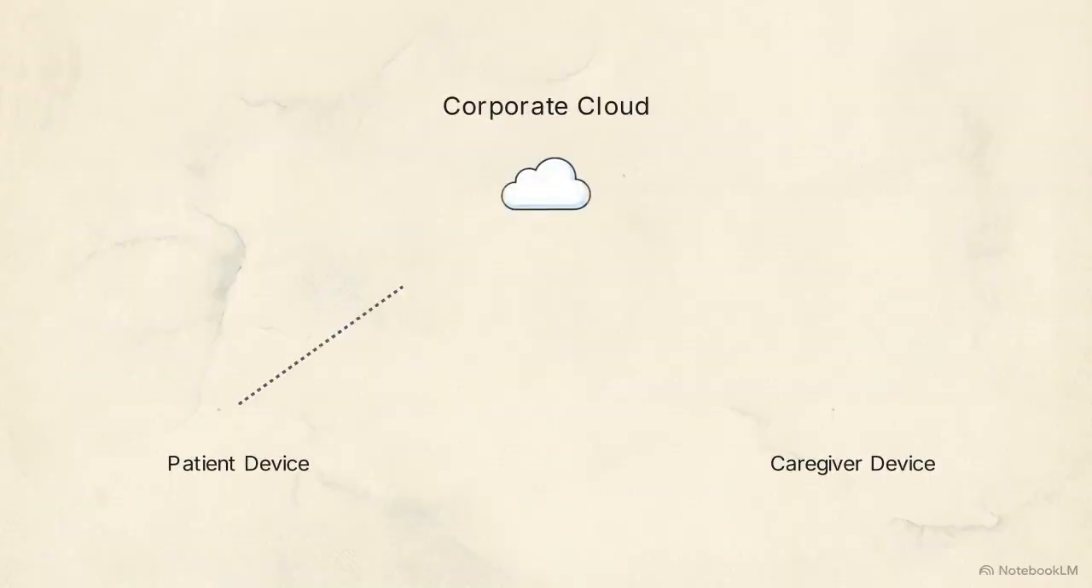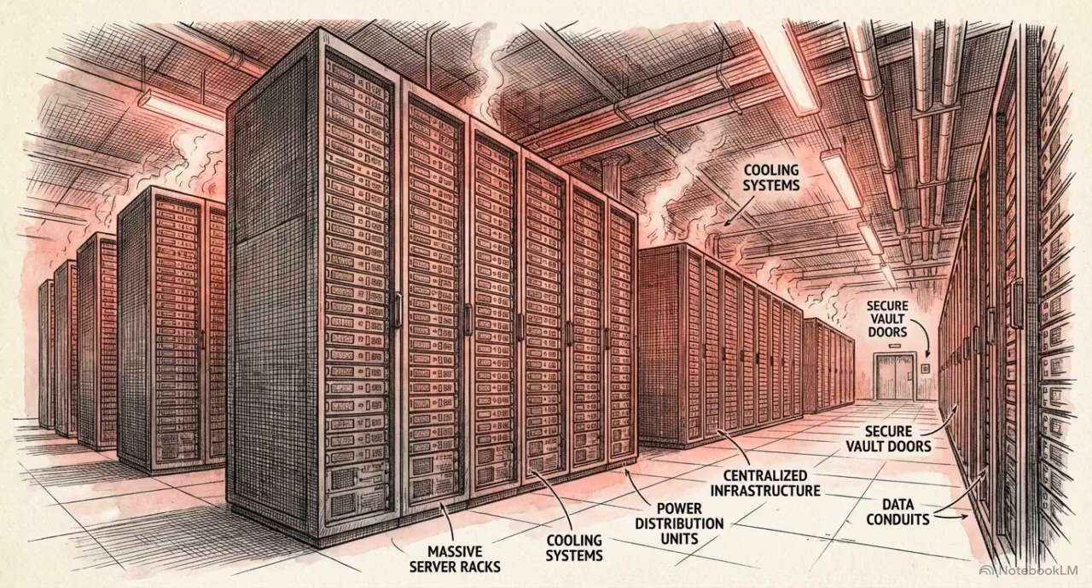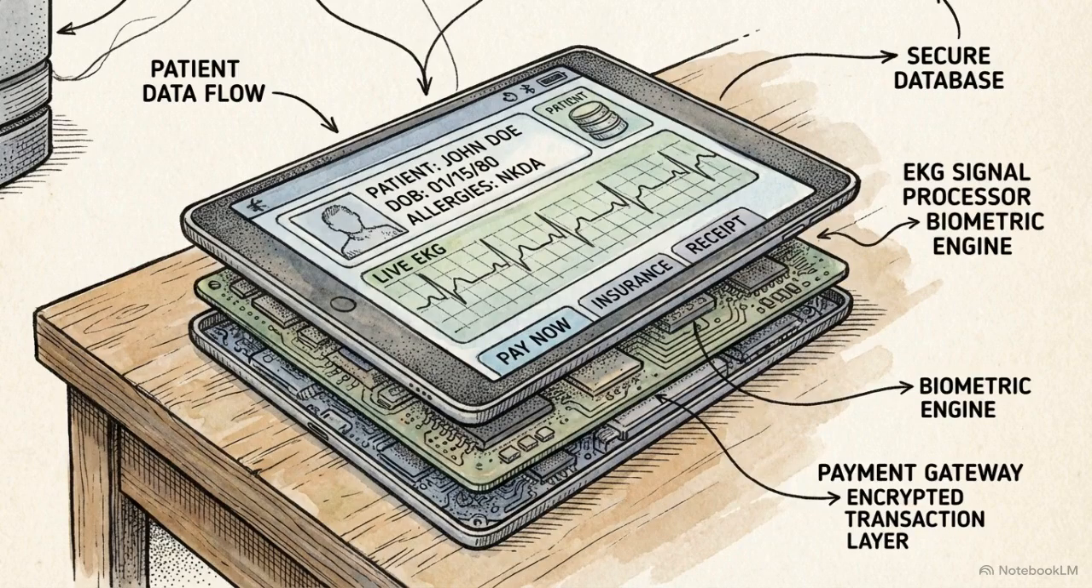In a traditional digital health setup, the mobile application transmits that plain text log directly to a centralized corporate cloud via a standard API. To route the notification to the caregiver, the central server must temporarily hold or decrypt the data. This creates a massive, highly targeted honeypot of protected health information, or PHI. PHI encompasses any health status, provision of healthcare, or payment data that can be linked to a specific individual.